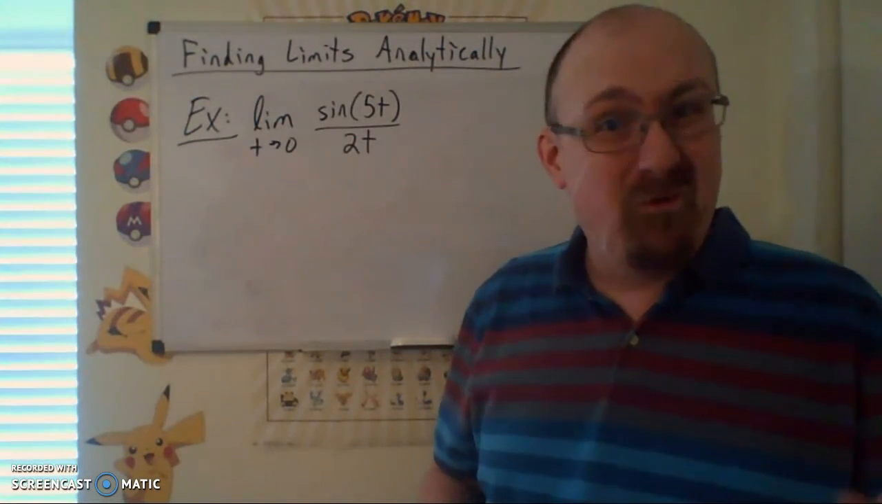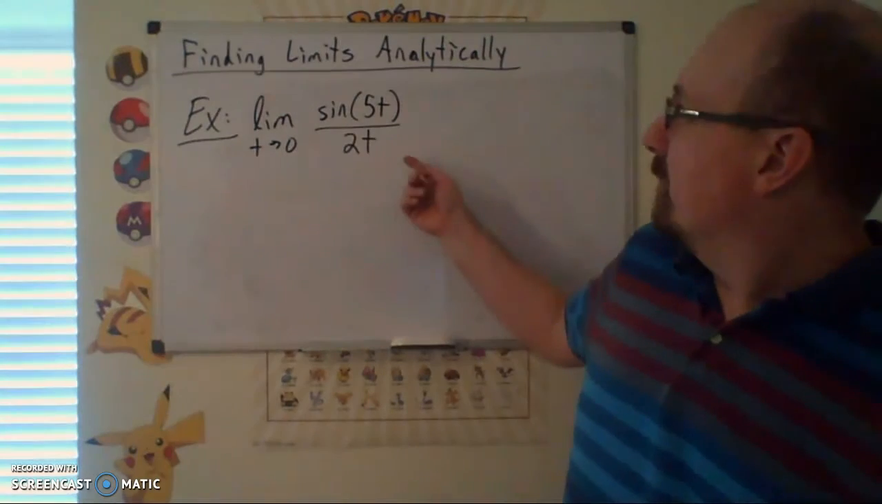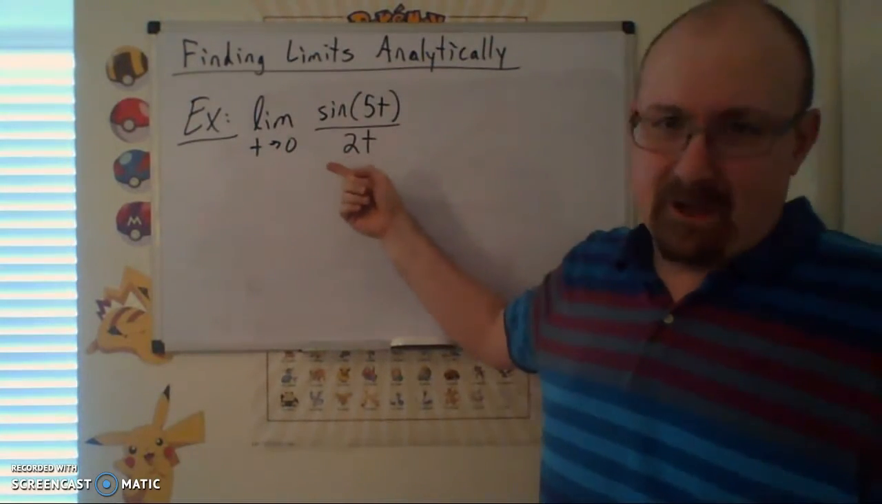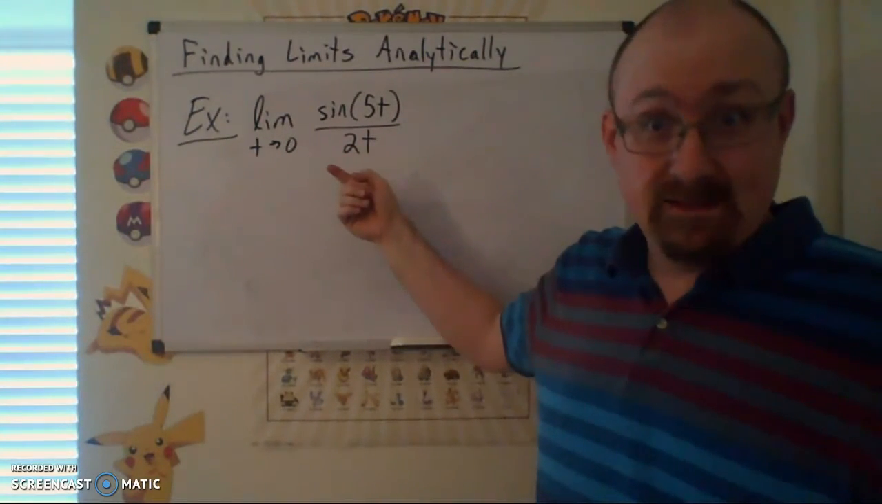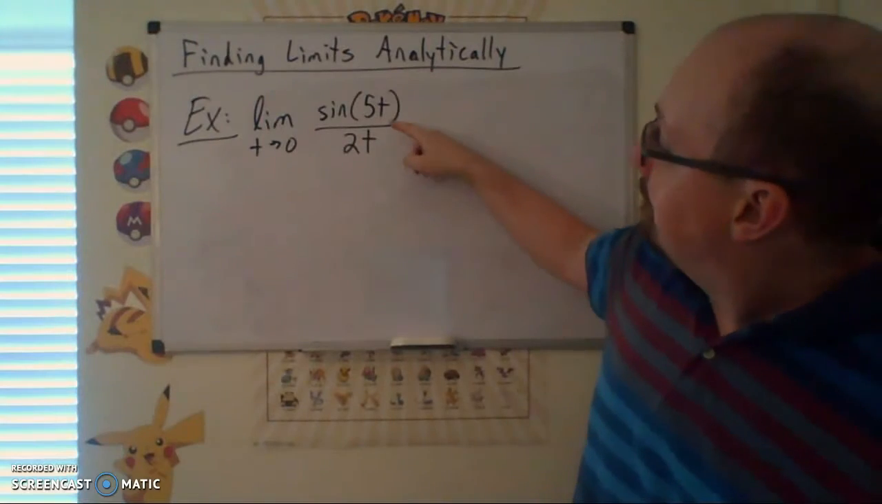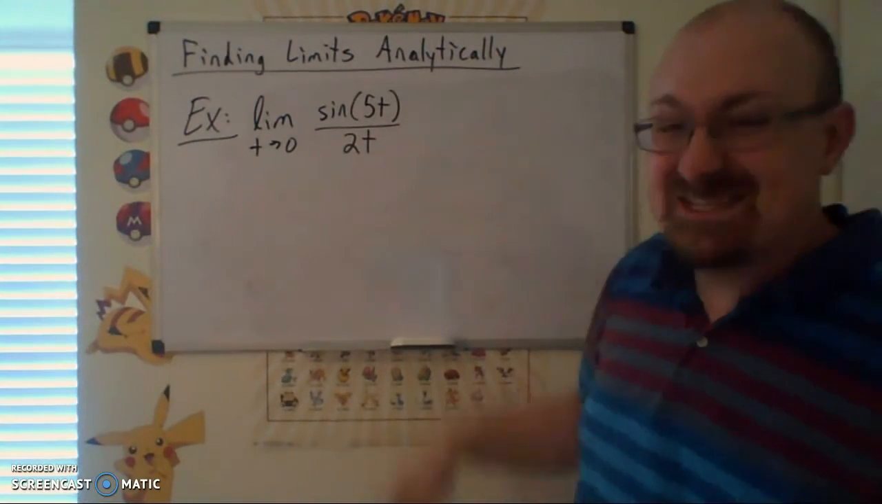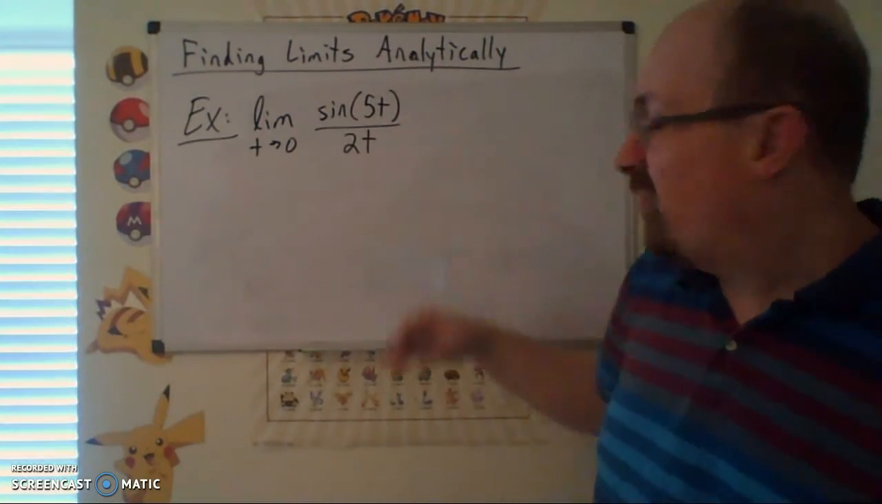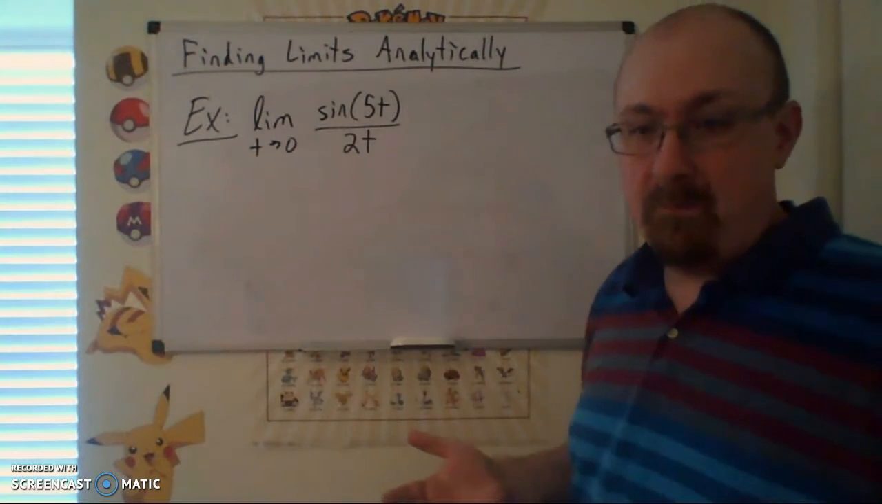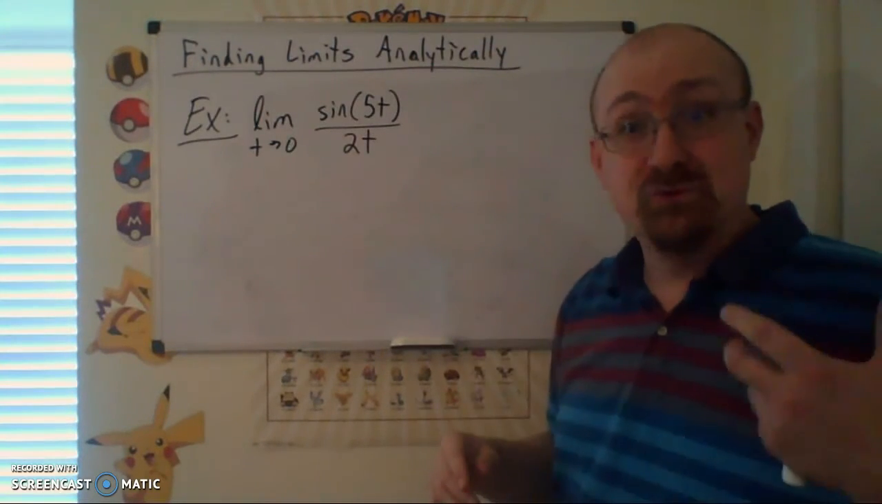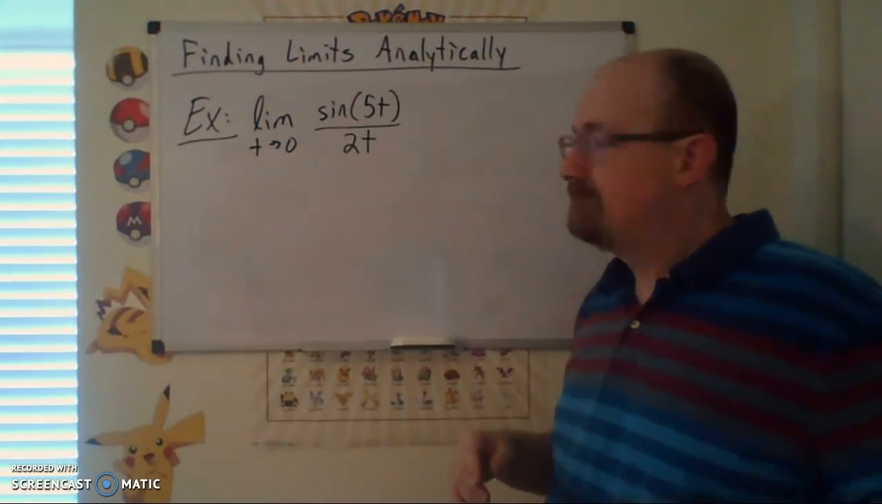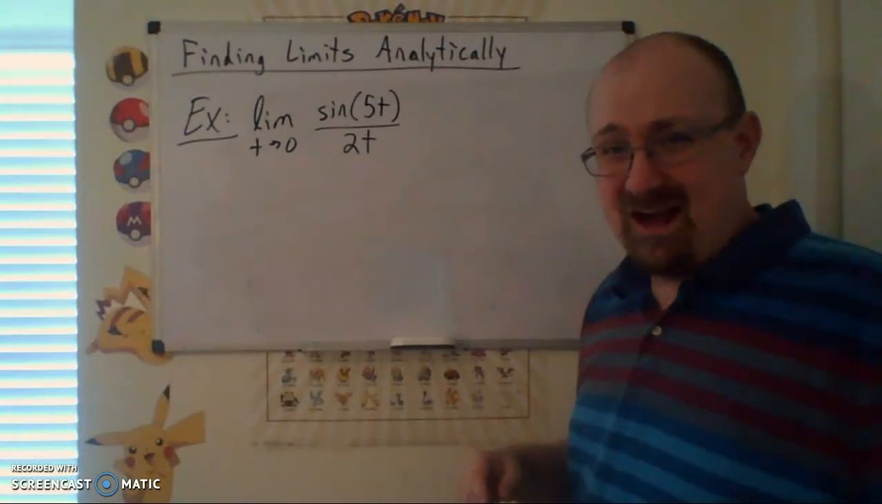So, last example for this particular video, you'll notice I've changed my variable yet again, because like I said, I like to keep you on your toes. We have up top a trig function, sine of 5t. Down below, there isn't a trig function. That's not a typo on my part. All I wanted down there was 2t. Okay, so we take a look at this guy.